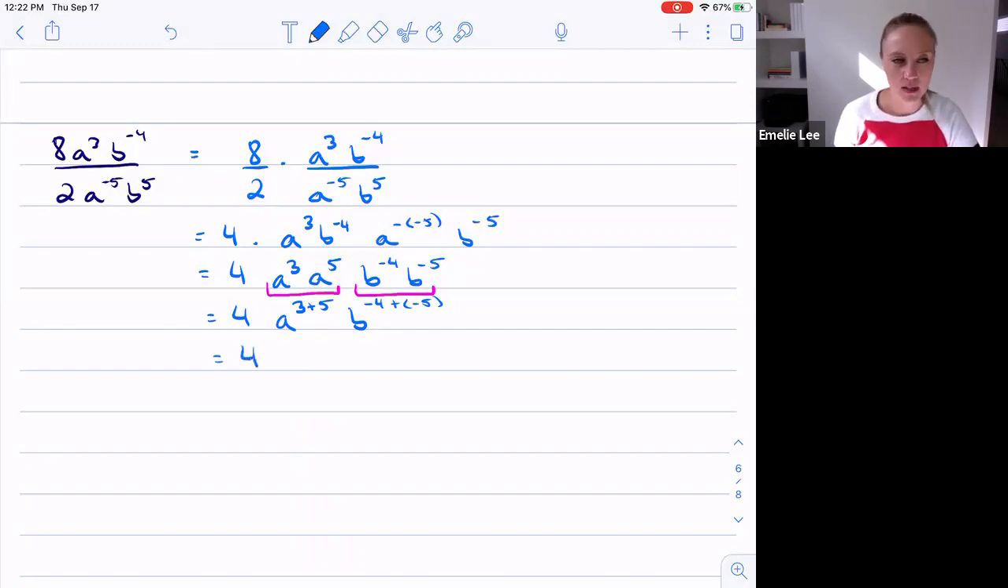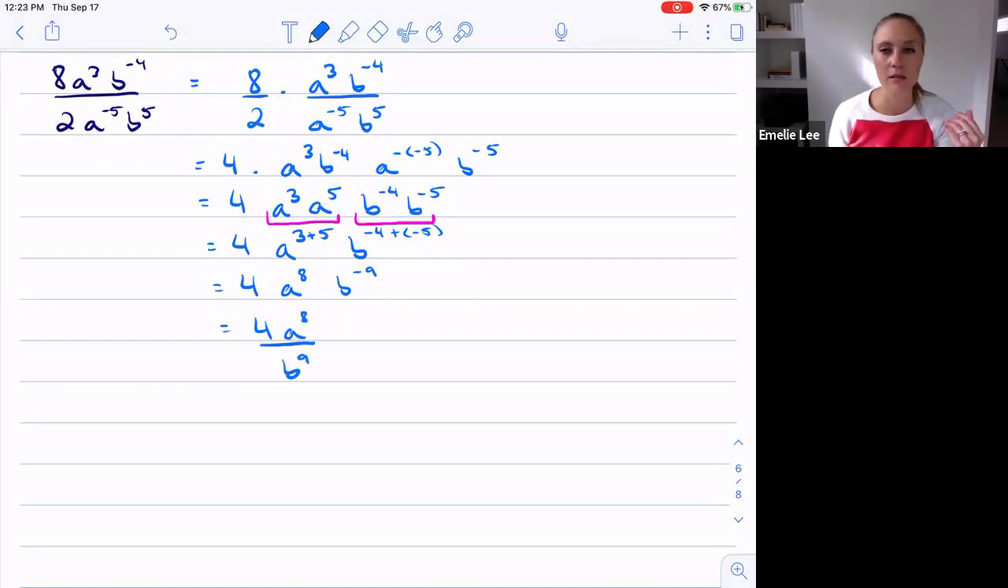4 times, and then 3 plus 5, a to the power of 8. B to the negative 4 plus negative 5 puts me at negative 9. And just to clean it up a bit, you can leave it like this. This is totally fine, unless I said with only positive exponents, right? So what we can do is rewrite this as 4a to the 8 over b to the 9. Either way, it's fine.